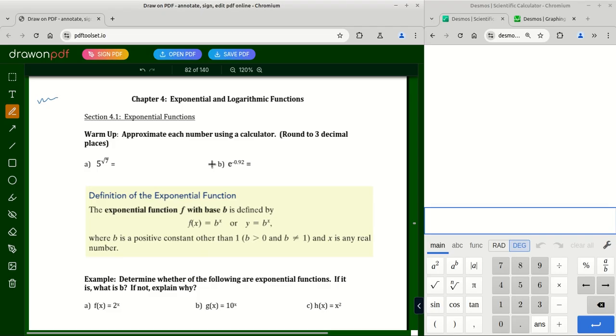We're doing chapter 4 now. We're going to start with exponentials and then a whole bunch of logarithmic stuff. And we'll get there eventually. But right now, exponentials, here we go.